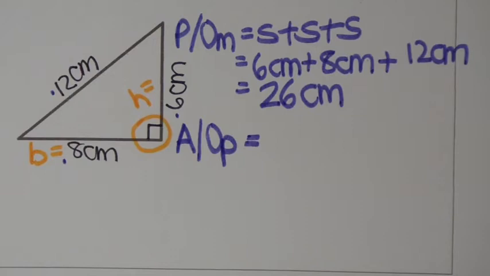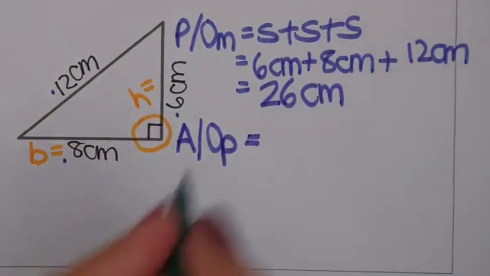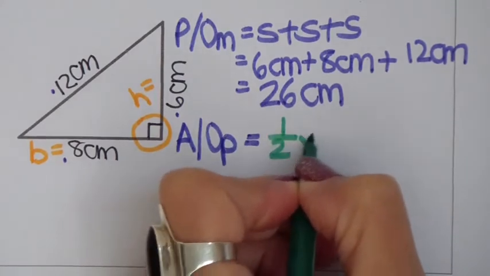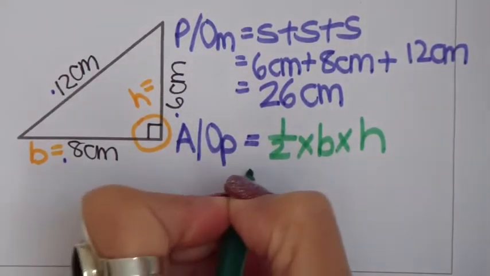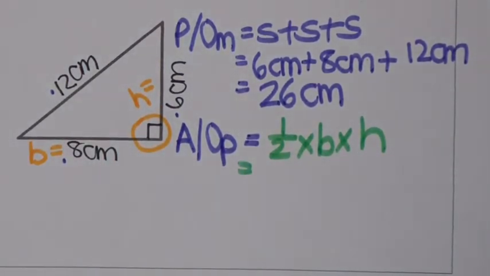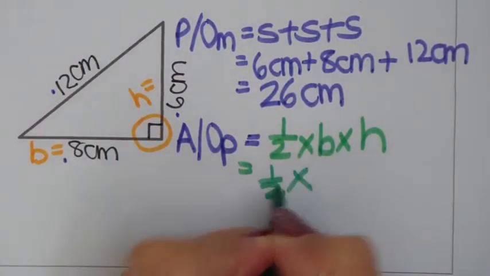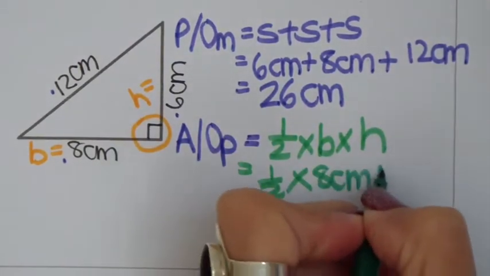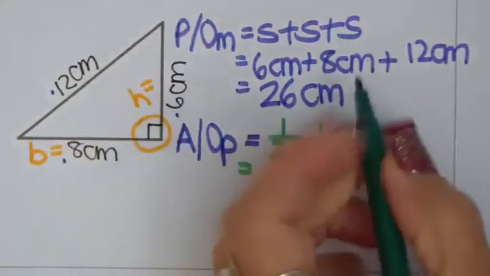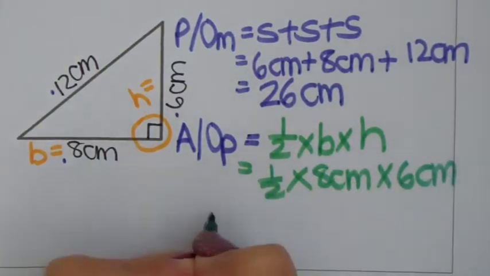Okay. What is that beautiful formula? Sorry, I must change pens. That beautiful formula? Half times base times height. Halfte maal basis maal hoogte. Dit is dan gelyk aan half maal basis, that's 8 centimeters, maal hoogte, height 6 centimeters.